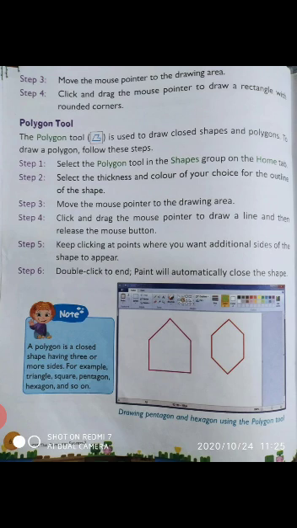A polygon is a closed shape having 3 or more sides. For example, triangle, square, pentagon, hexagon, and so on.